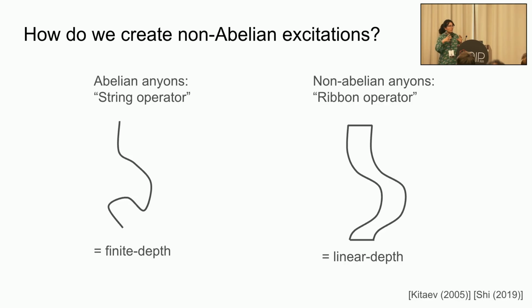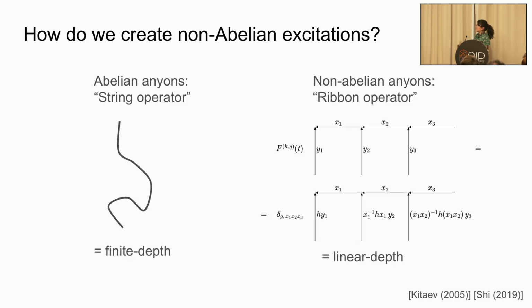So if I want to move an anyon with some unitary circuit, it was actually proven by Bowen in 2019 that any unitary circuit you would want to use to create some non-abelian anyons separated by some distance has to be linear depth in that distance. And intuitively, this is due to some causality bounds.